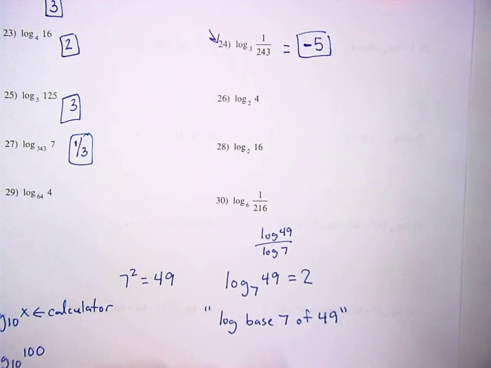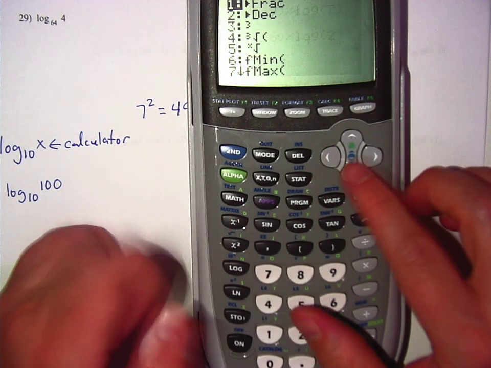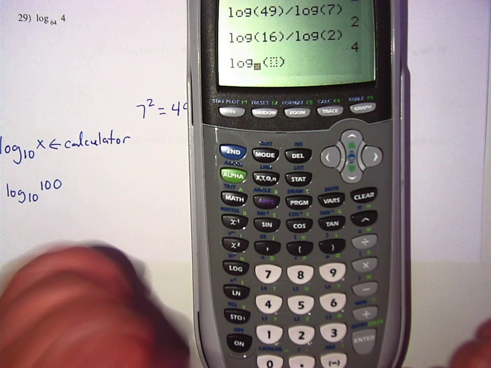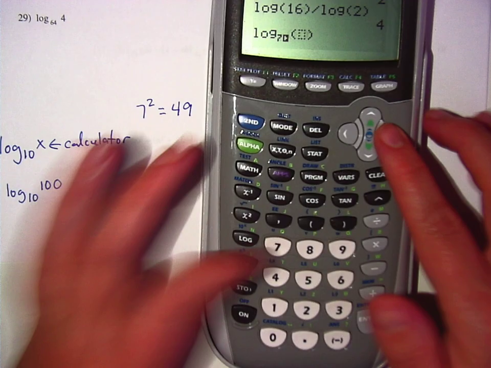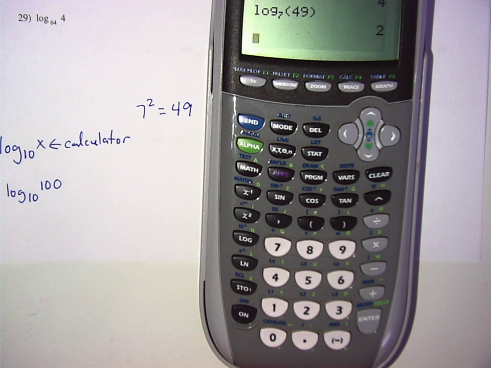So if we want to do this one, log base 7 of 49, go math. What was it, log base 7 of 49? 2. Also, you could do log 49 divided by log 7.